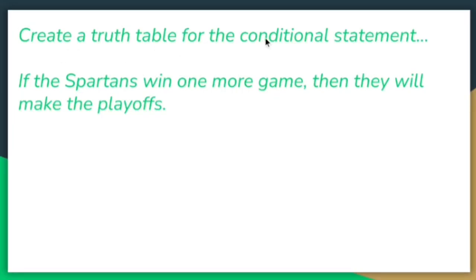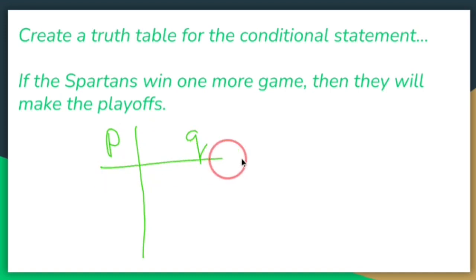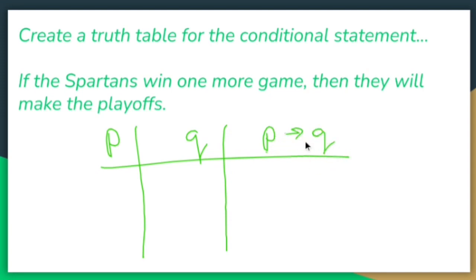Create a truth table for the conditional statement. If the Spartans win one more game, they will make the playoffs. So a truth table has you have your hypothesis, your conclusion, and then whether it's true or false based off of what you say. So there's only going to be 4 options here.